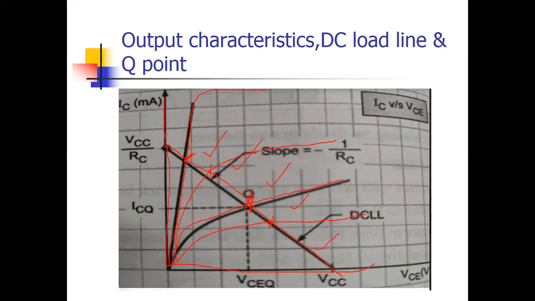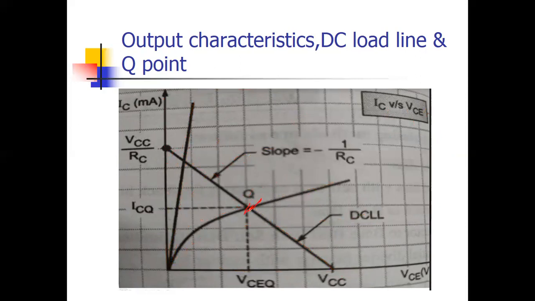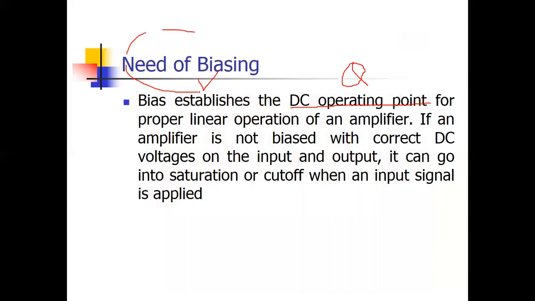I have already explained in the previous lecture, if the Q point is near the cutoff region, then the negative part will be clipped. If the Q point is near the saturation region, then the positive part of the output waveform will be clipped. So we need the Q point to be exactly at the midpoint of the load line, or it should be in the active region. That is the requirement of biasing.